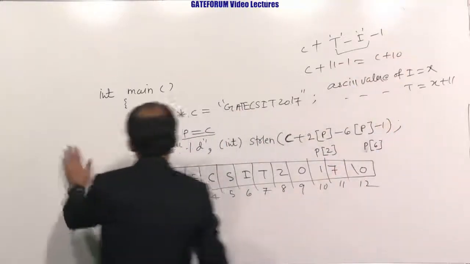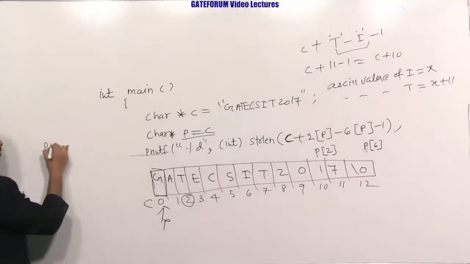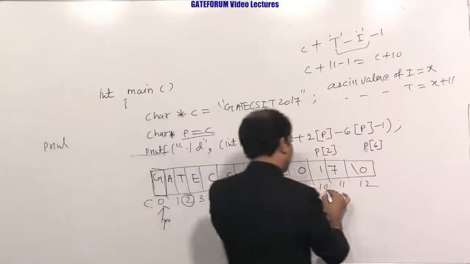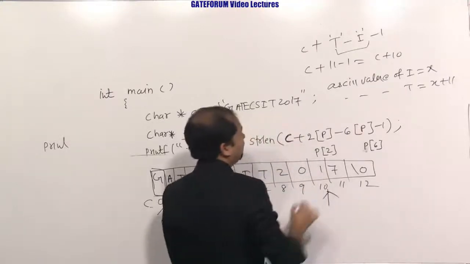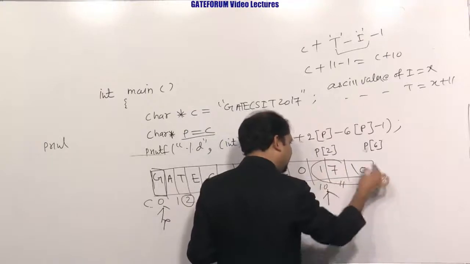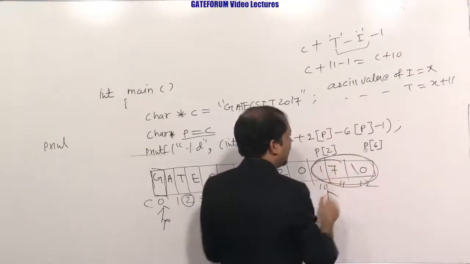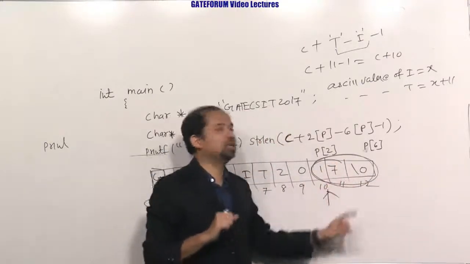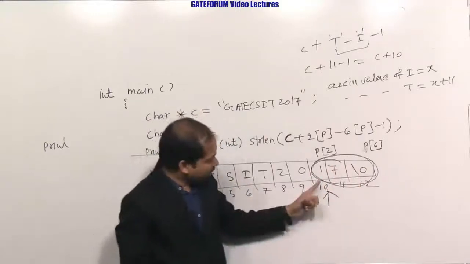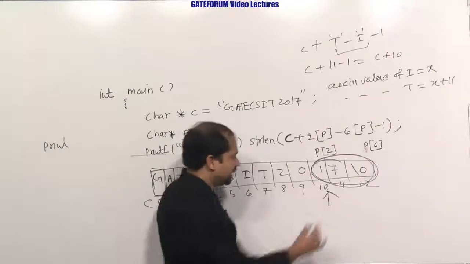So now it is as good as the printf of strlen(C plus 10). C is here, so C plus 10 will be here. So what will it print? After this, the string is this. Remember, string length doesn't count the null character, whereas the sizeof operator will count the null character. So here we have only a short string left.